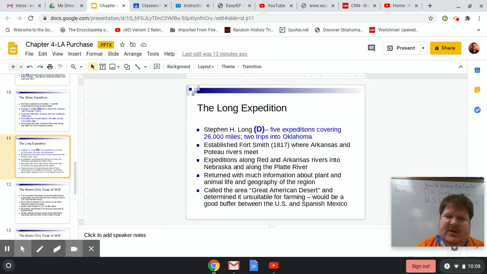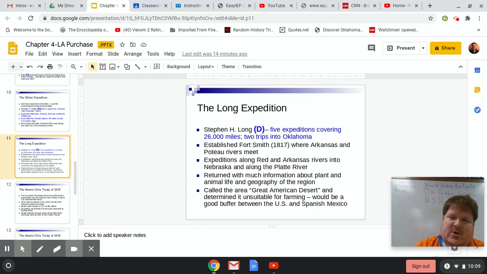Okay, your definition for Stephen H. Long is right there. We see the Long expedition. Stephen H. Long would lead 5 expeditions, about 26,000 miles long, with 2 trips into Oklahoma. We would see that he had a lot of success in his endeavors, led by the U.S. Corps of Topographical Engineers.